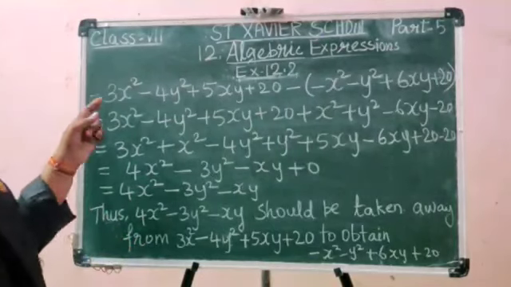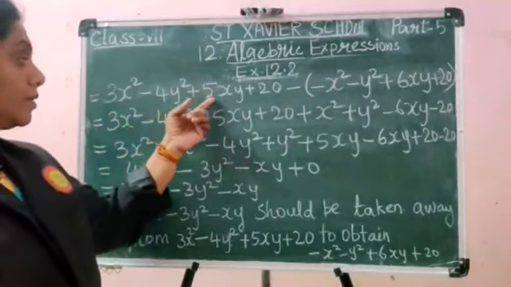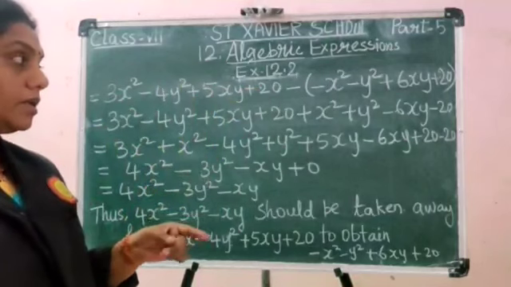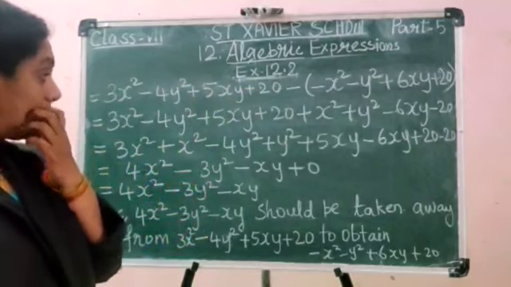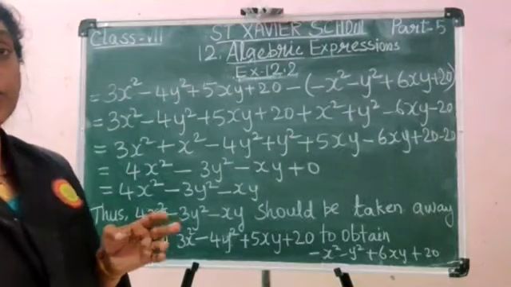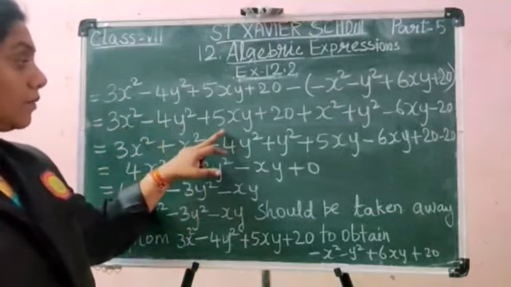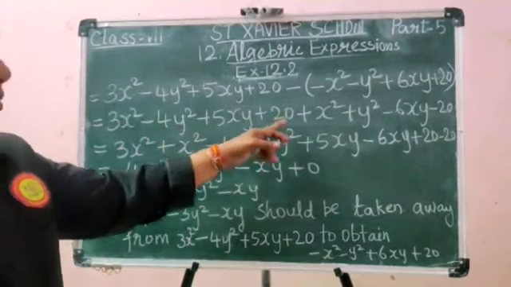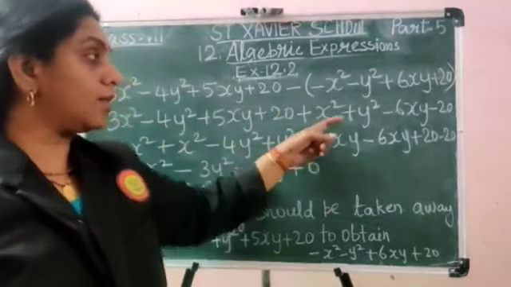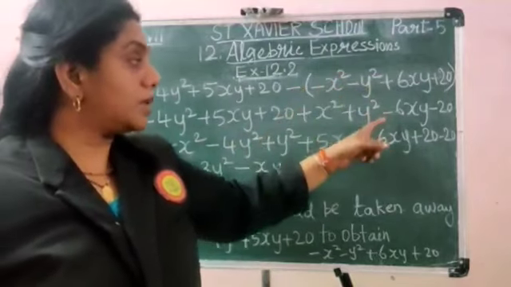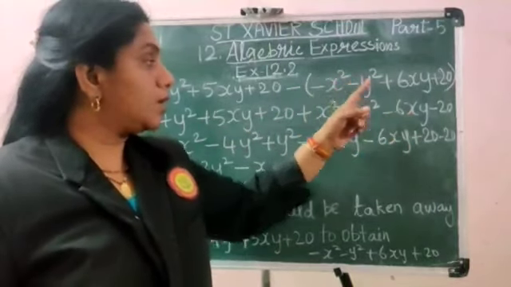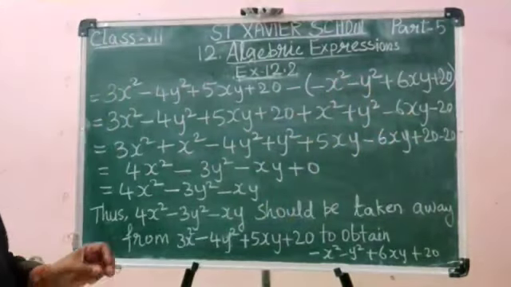So now 3x squared minus 4y squared plus 5xy plus 20 minus, inside the bracket, minus x squared minus y squared plus 6xy plus 20. Now clear the bracket. 3x squared minus 4y squared plus 5xy plus 20, minus into minus becomes plus x squared, plus y squared. Then minus into plus, minus 6xy, and minus into plus, minus 20.